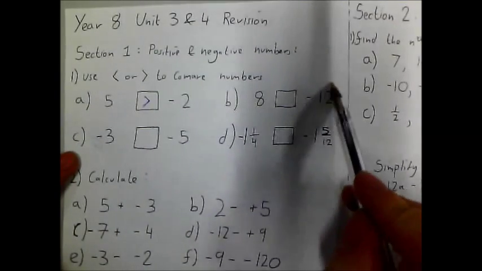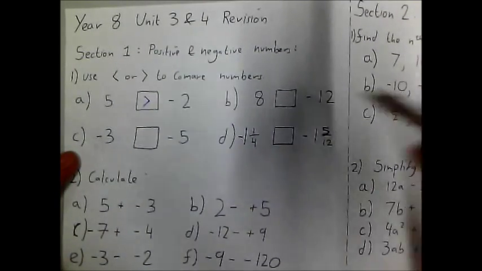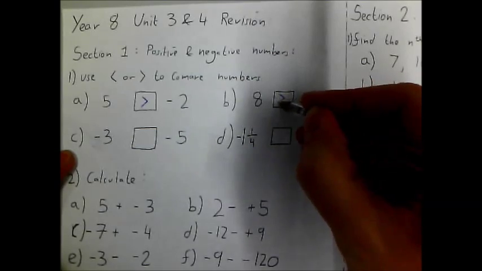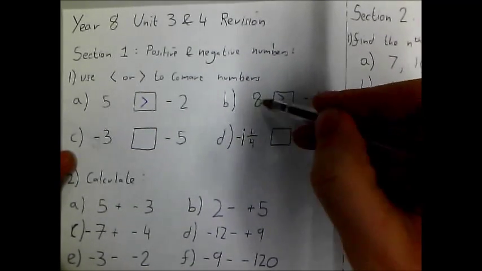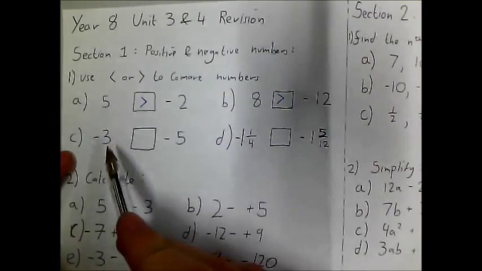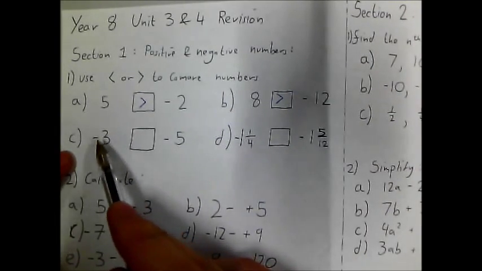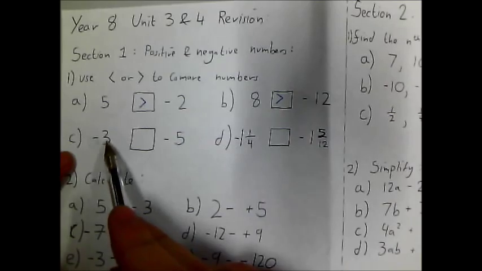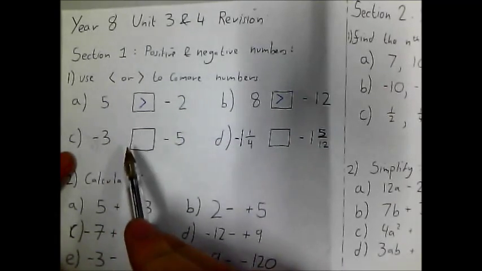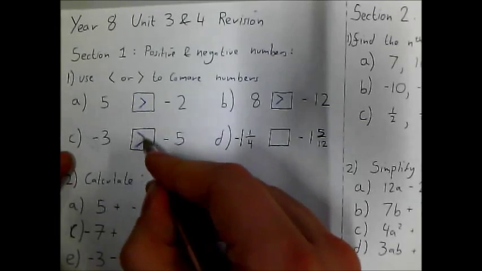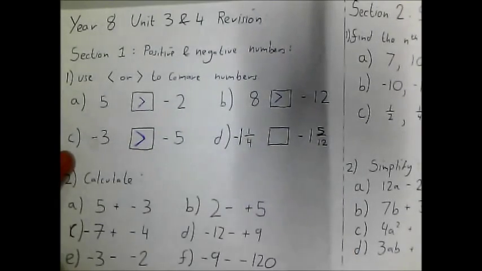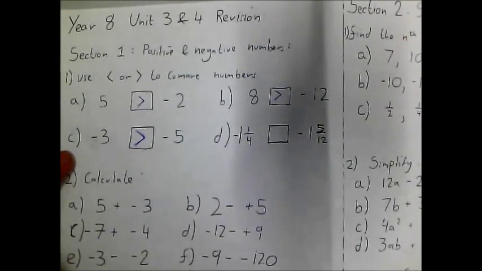B. 8 is larger than -12, and it's eating the bigger number. Okay, here, -3 is larger than -5 as it's closer to 0, it's higher up on the number line. So -3 is larger than -5, it's eating the larger number.